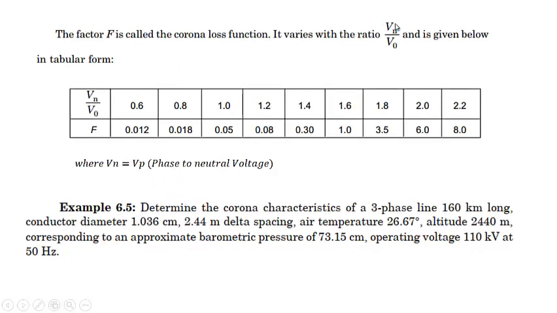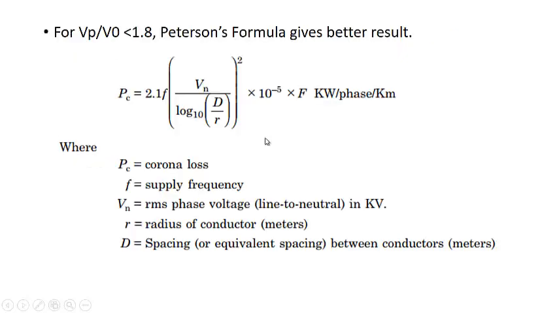It varies with the ratio of Vn by V0. I have told you earlier that Vn is the operating voltage, and V0 is the disruptive voltage, and it is given in tabular form like this. That is Vn by V0, and this is the F value. You can take the value of F from the table, and accordingly you will find the value of Pc.